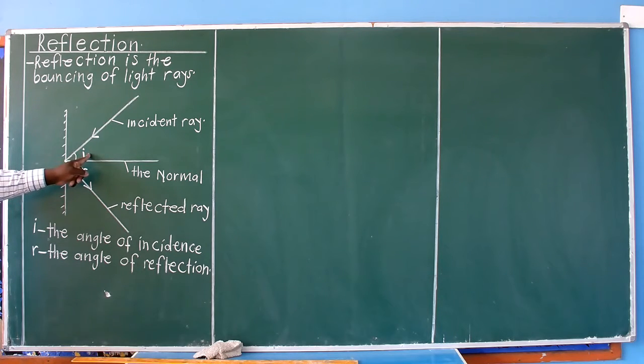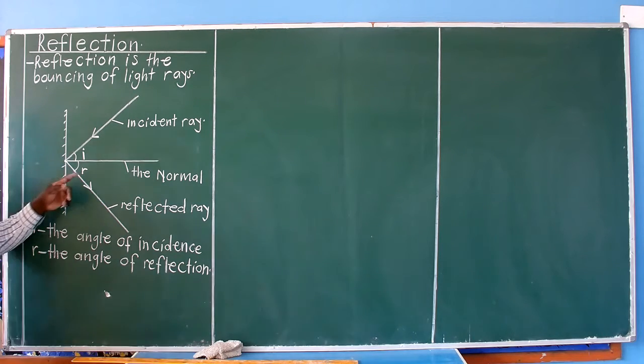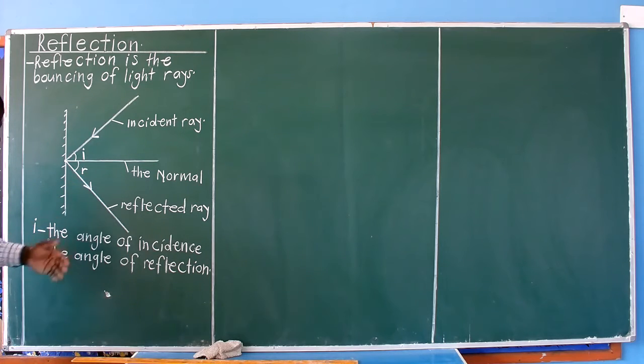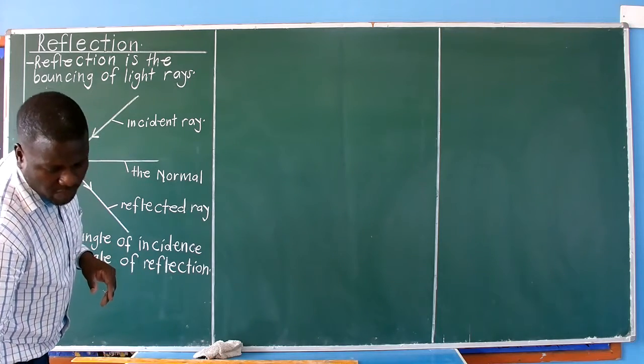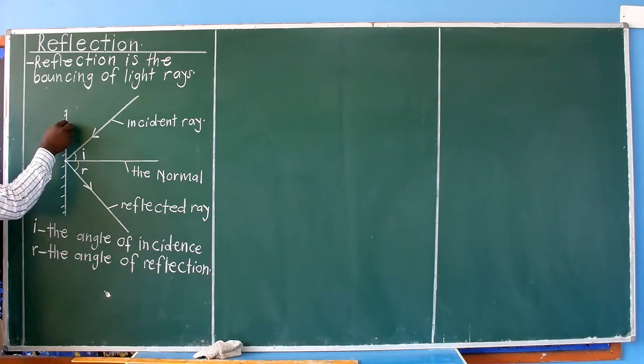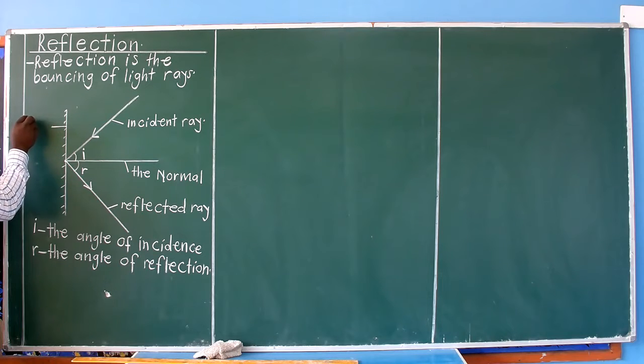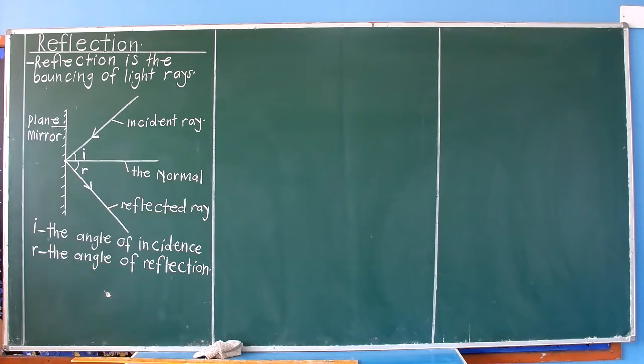So this angle I is the angle of incidence. Angle R is the angle of reflection. Then, this one is called a plane mirror.